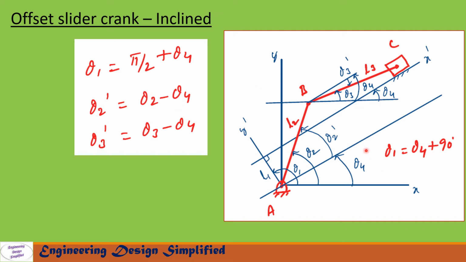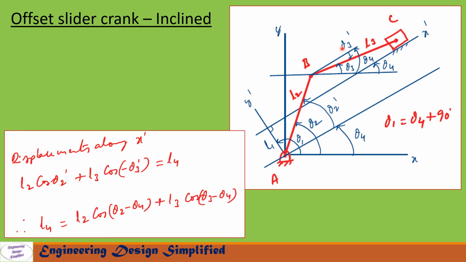Similarly, if this angle is theta 4, this angle is also theta 4. So this is horizontal and this line. So the angle between this line and this horizontal is theta 4. And this is theta 3, that is the coupler angle from horizontal. Let us call this angle theta 3 prime. So from this we get theta 3 prime equals theta 3 minus theta 4. Theta 3 prime we have taken in the clockwise direction, so we have written theta 3 prime equals theta 3 minus theta 4.